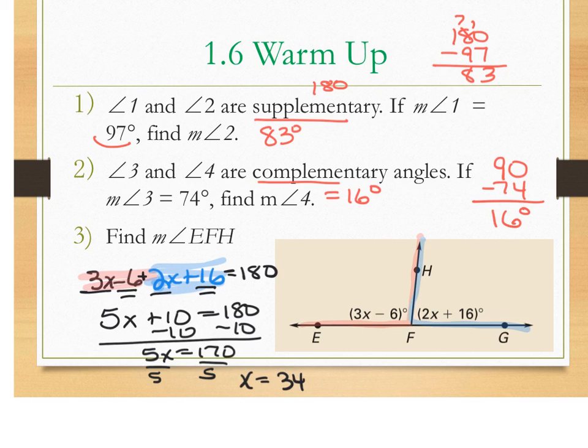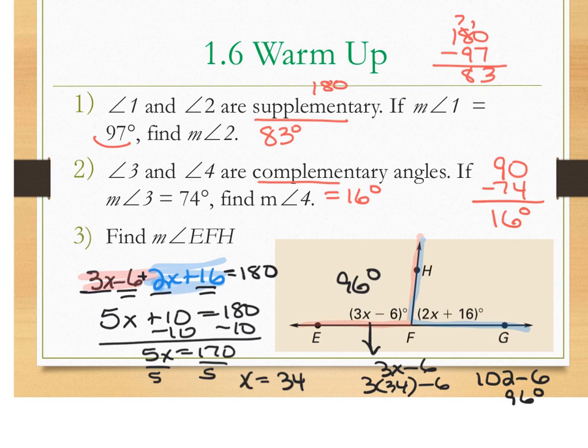Now, again, the question did not ask for x. It actually asked me to find the measure of EFH. EFH is this 3x minus 6. So I'm going to do 3 times 34. Once I multiply that, I get 102 minus 6, giving me 96 degrees for EFH.